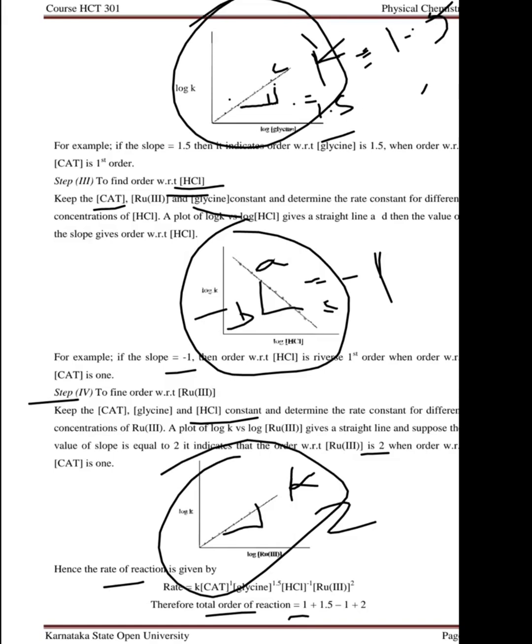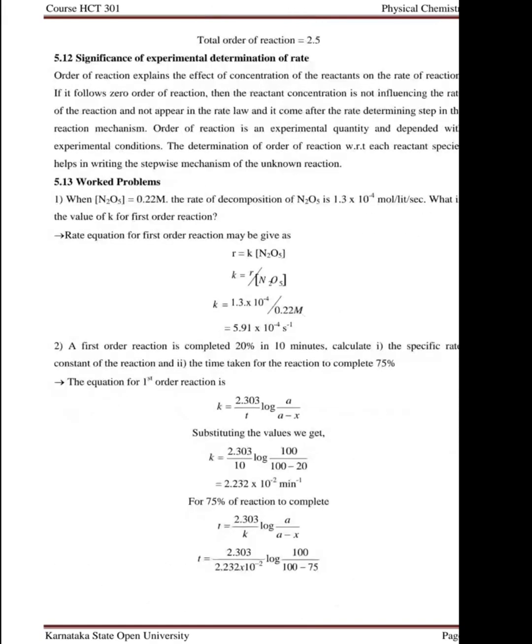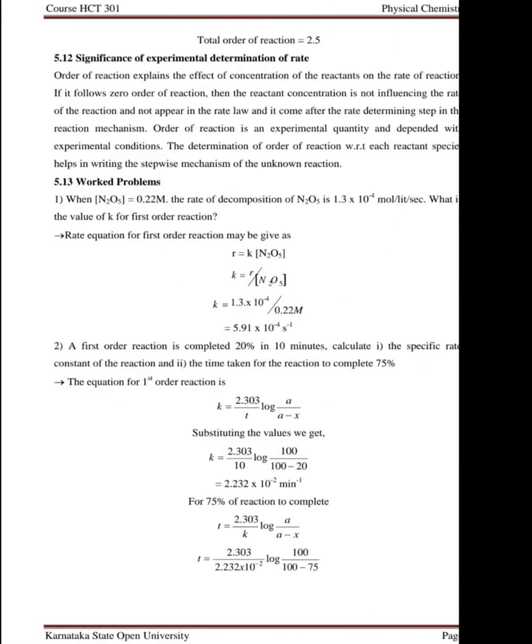So we are going to get the total order of the reaction by adding. How much will you get? 1 plus 1.5 minus 1 plus 2 gives a total order of 2.5. This is the total order of the reaction. By calculating independently, we add all of them. So we get the order of the reaction as 2.5. So it is in the second order.